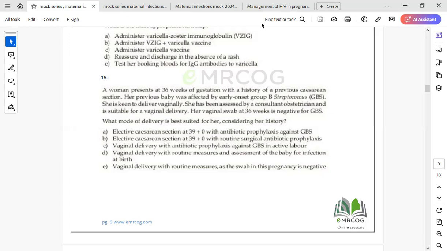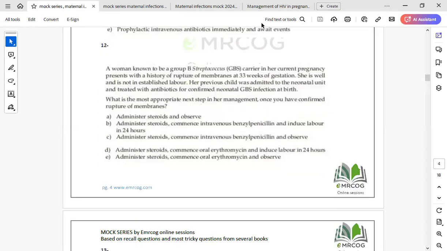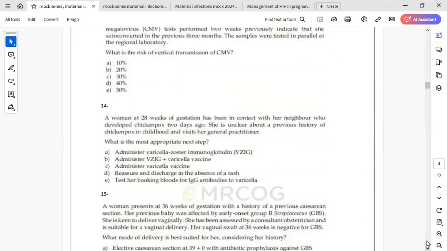Answer of last question. You mean this one? No. This one. Administer steroids, oral erythromycin, and observe. Okay, we are not going to induce her because the baby is premature and she is not in established labor.